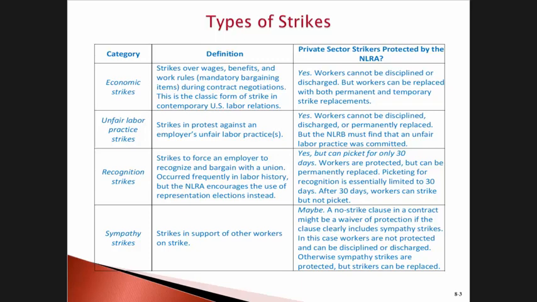Sympathy strikes. These are strikes in support of other workers who are on strike. So if one branch of the company goes out on strike, other workers at other branches may go out on strike in support of them. Or workers from one industry may go out on strike in support of workers in another industry. These may or may not be protected by the National Labor Relations Act. If there is a no-strike clause in a contract, that might be a waiver of the protection. In this case, workers would not be protected and can be discharged or disciplined. Otherwise, sympathy strikes are protected, but strikers can be replaced.